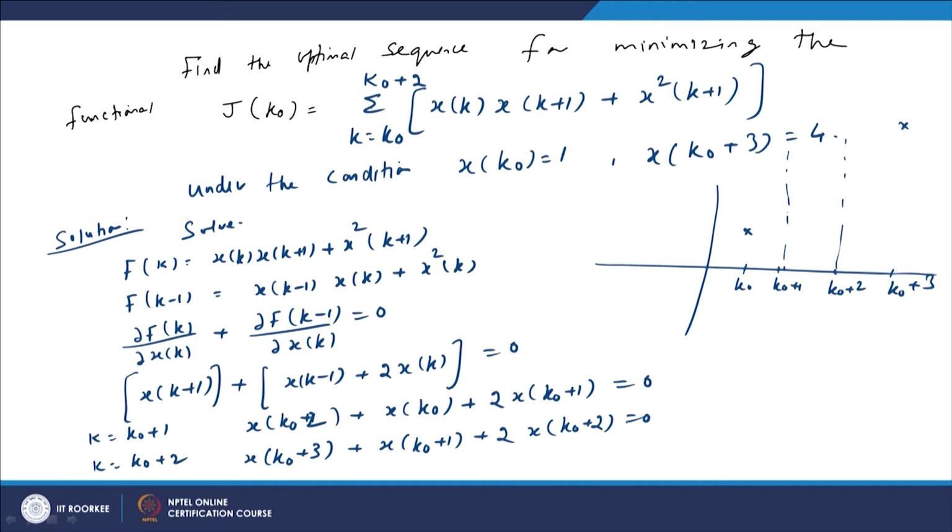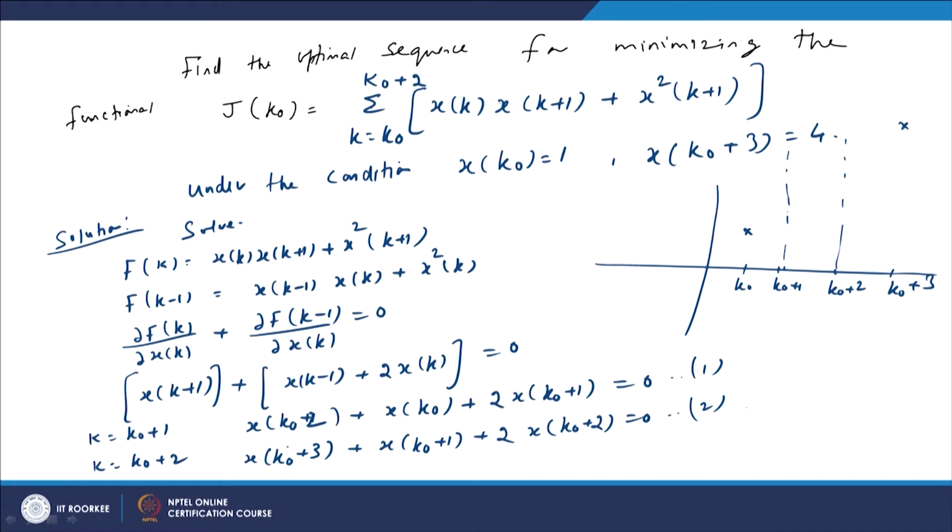So we get these two equations, and it is already given that x of k0 is 1. So we have to solve these two equations. From equation 1 we will get the relation between x of k0 plus 2 and k0 plus 1 equal to 0, and x of k0 plus 3 is given as 4. So we substitute it in equation 2.